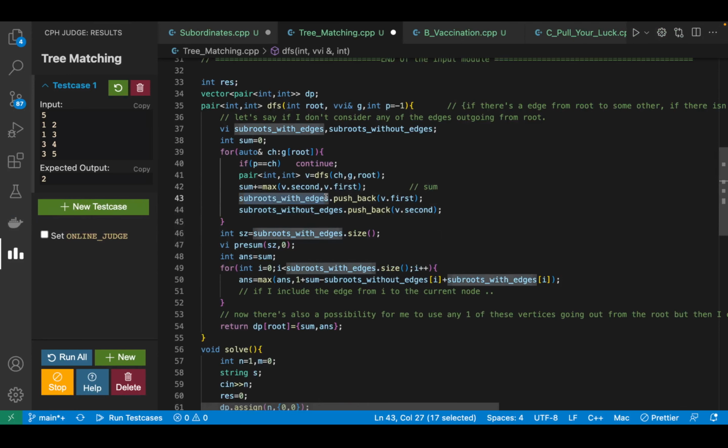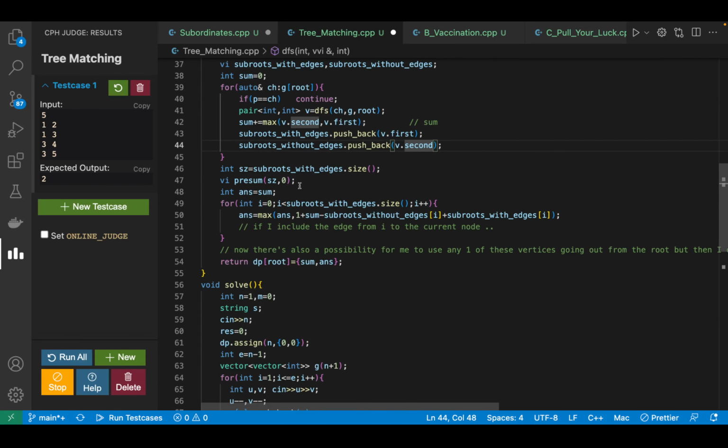Then for subroots with the edges, I'll push that value. For subroots without edges, I'll push this value. After that, I'll make a prefix sum. Okay, this wasn't required.